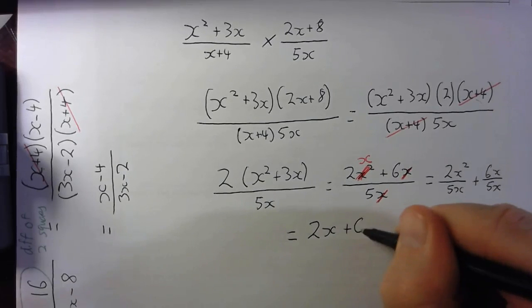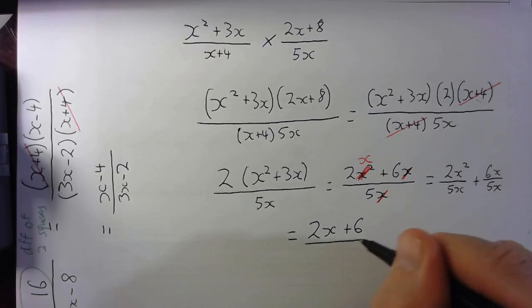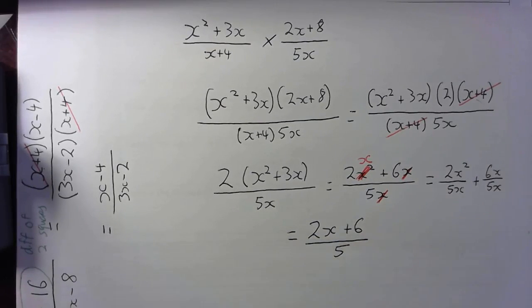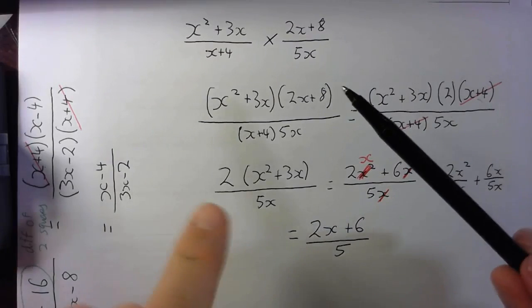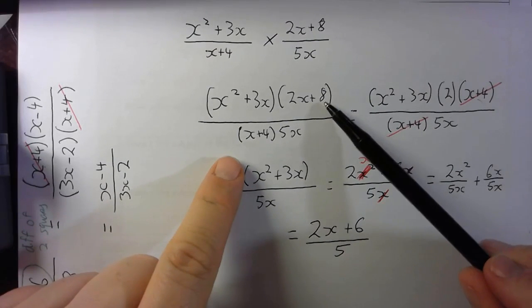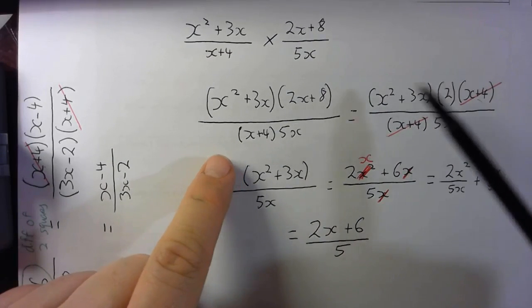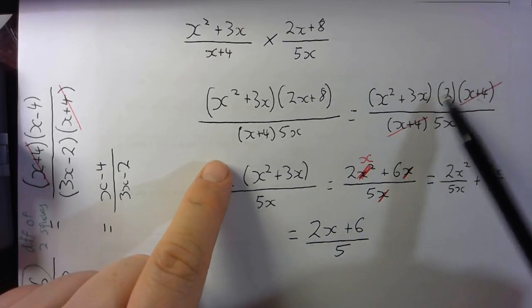So I can now show my final simplification, which is 2x plus 6 over 5. And that was the one that people found most difficult. And I think the key part really was at this point spotting that I could rewrite it like this with a common factor.